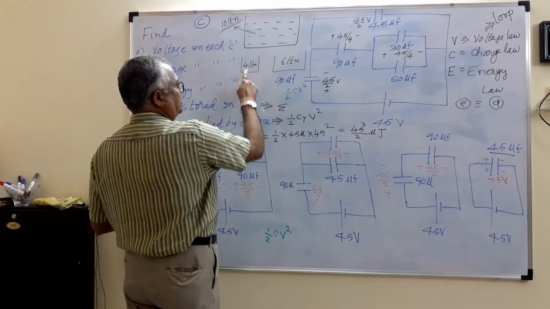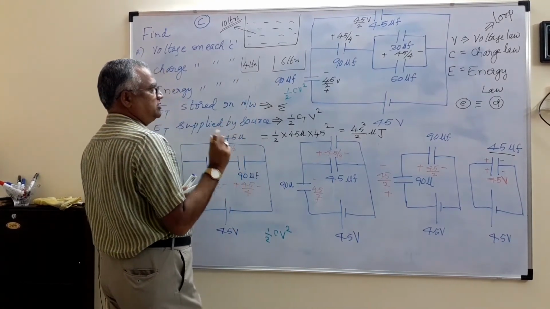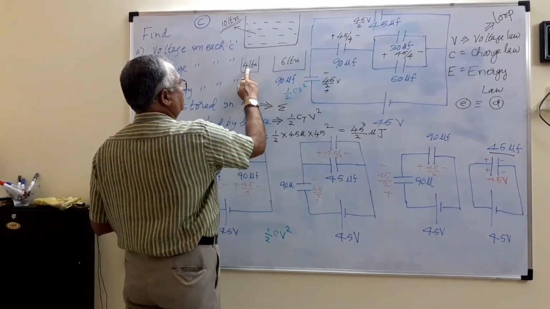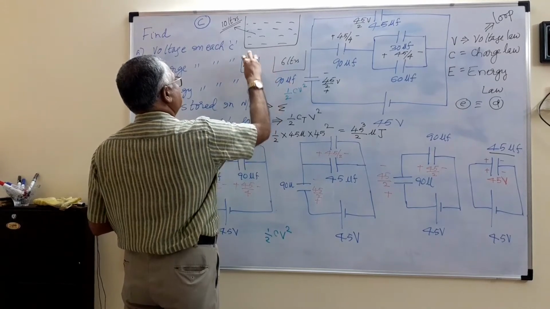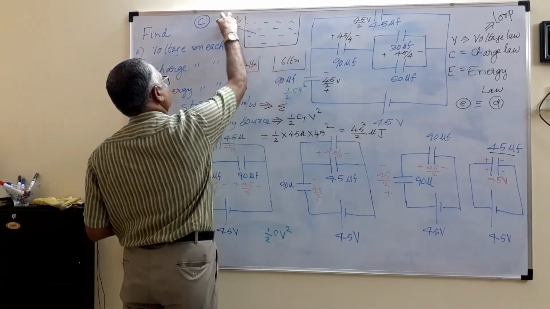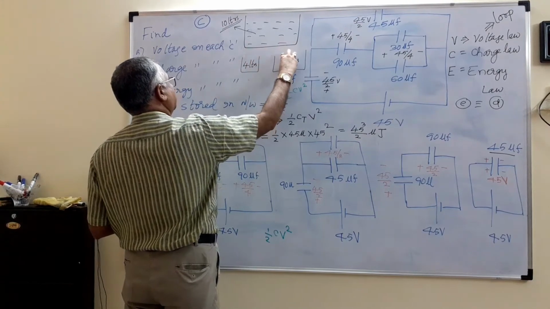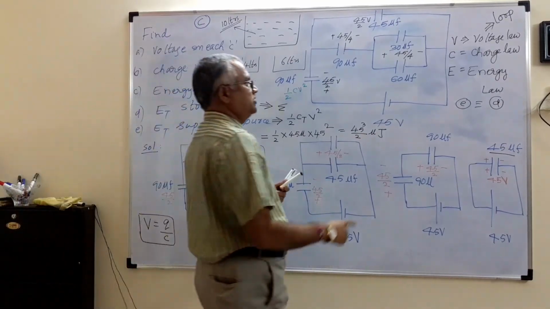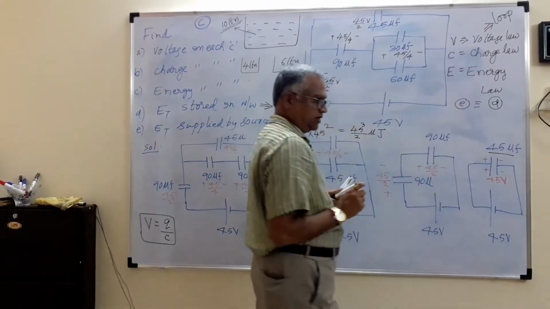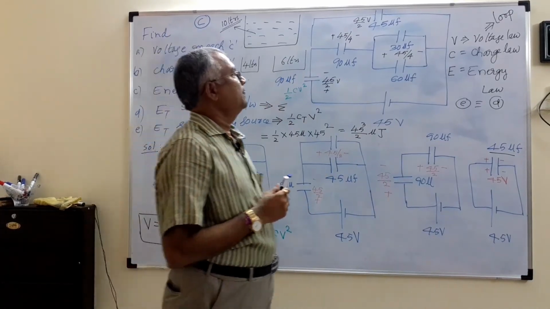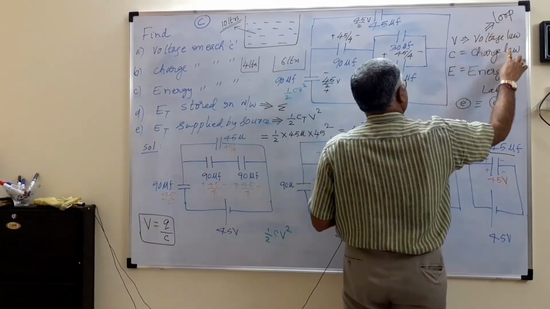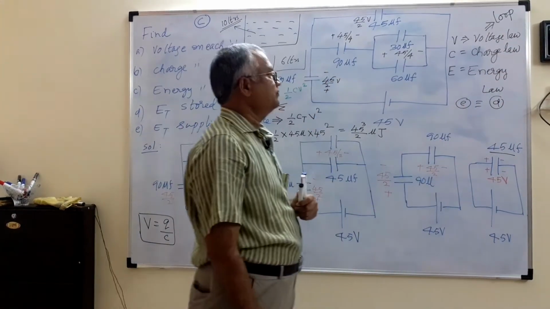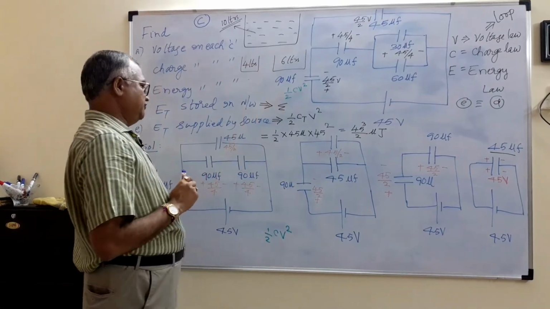As I said earlier, charge is always compared with the quantity of water. So how much quantity? 4 liters here, 6 here. This charge plus this charge is equal to the total. What is this law called? Charge law. So the charge law is verified when capacitors are connected in parallel. Voltage law is in a loop, charge law when they are in parallel, energy law for the entire network. So this is how these three laws are verified.